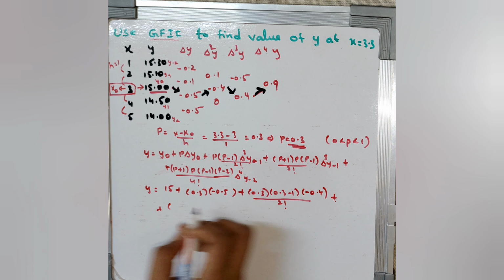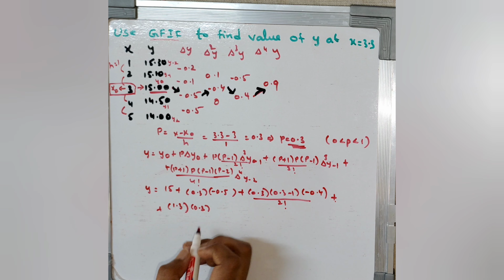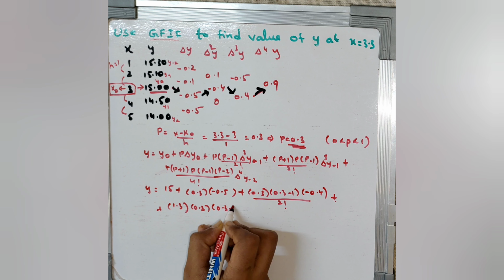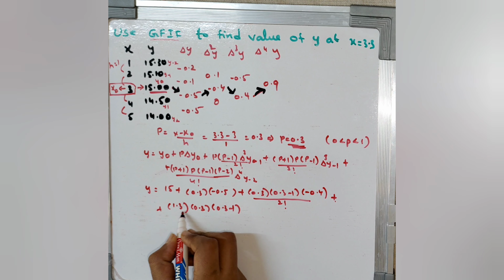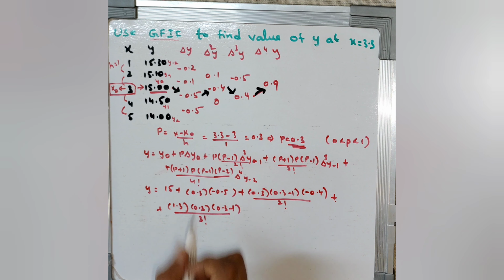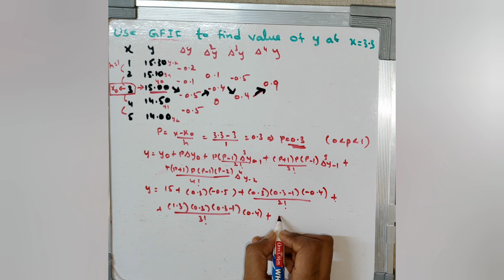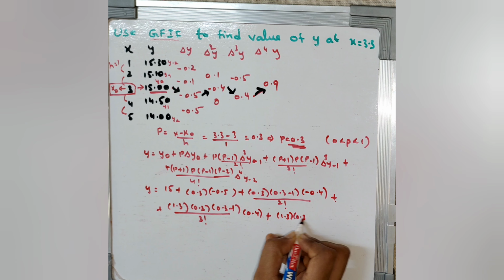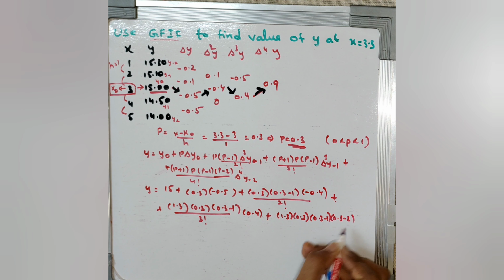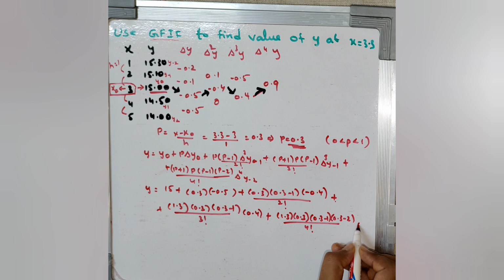P plus 1 is 0.3 plus 1, which is 1.3, into P. P is 0.3 into P minus 1. That is 0.3 minus 1 divided by 3 factorial into del cube y minus 1. That is 0.4 plus P plus 1. P plus 1 is 1.3 into P is 0.3 into P minus 1, 0.3 minus 1, into P minus 2, 0.3 minus 2, divided by 4 factorial into del power 4 y minus 2, which is 0.9.